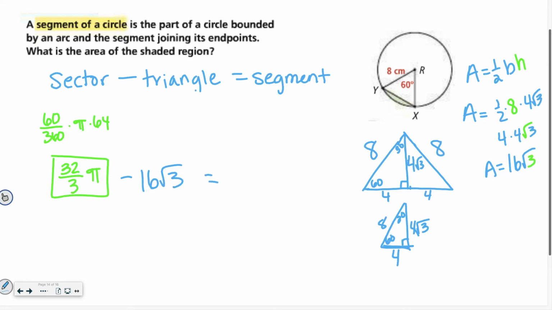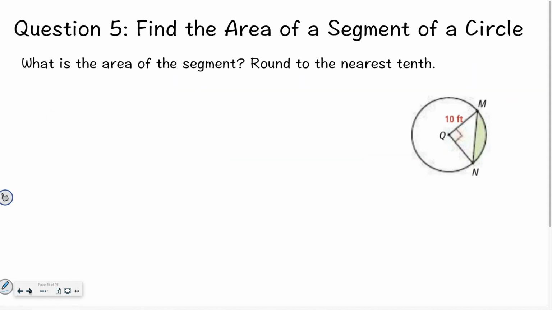And when I plug that into my calculator, I end up at about 5.8 centimeters squared, if I round to the nearest tenth. Okay, so find the area of the sector, find the area of the triangle. It involves you breaking it up into smaller triangles to find your height, and then subtract the triangle from the sector, and that gives you your segment. So think of it, sector's the entire slice of pizza, triangle is just the toppings part, and segment is the crust. Why don't you go ahead and solve this problem on your own?